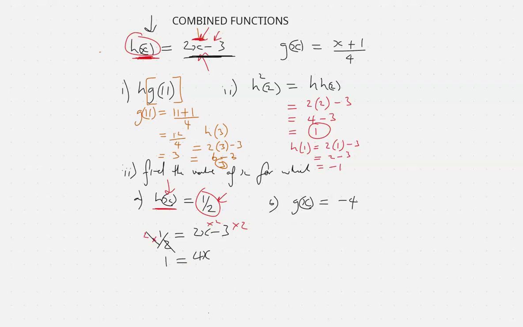Now to solve this, you bring over the negative 6. You're going to get 1 plus 6, and that's equal to 4x. So 7 is equal to 4x. If you divide both sides by 4, you're going to get a result. I don't like this result, but okay. 4 cancels 4, so 7 over 4 is equal to x. That's it.